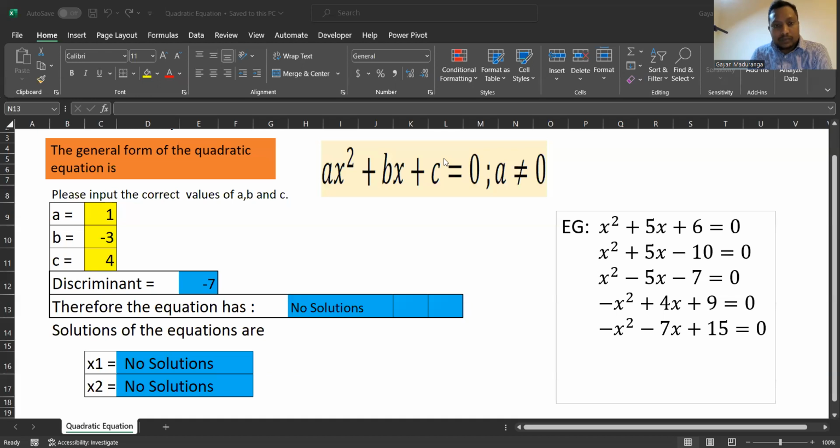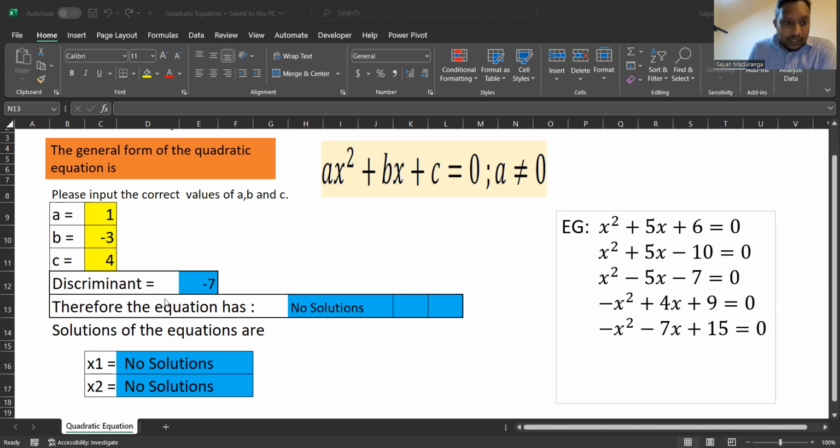Okay, now let's proceed to today's lesson. Today I am going to introduce you to an Excel sheet where you can solve quadratic equations. So what is a quadratic equation? An equation of the form ax squared plus bx plus c equals 0, where a doesn't equal 0. Because if a equals 0, there is no quadratic equation here.